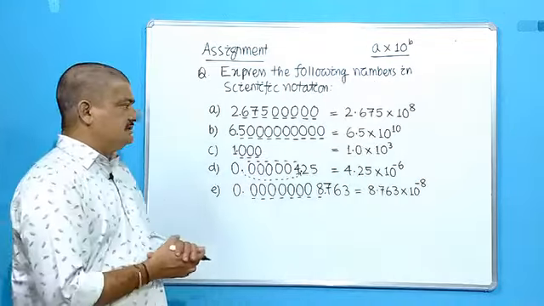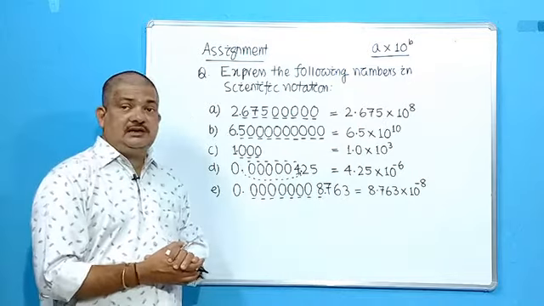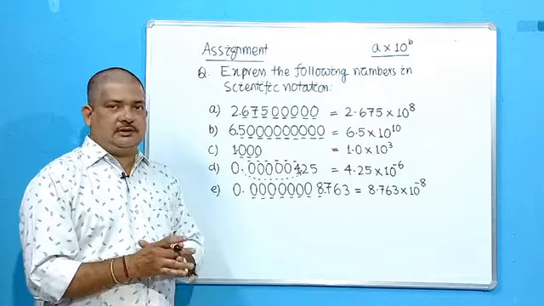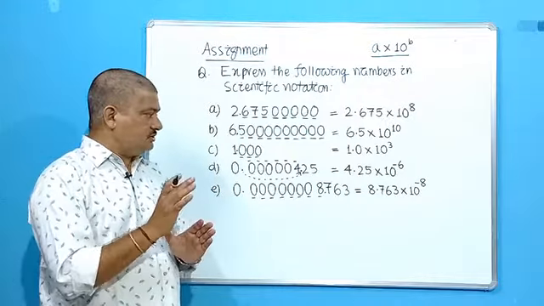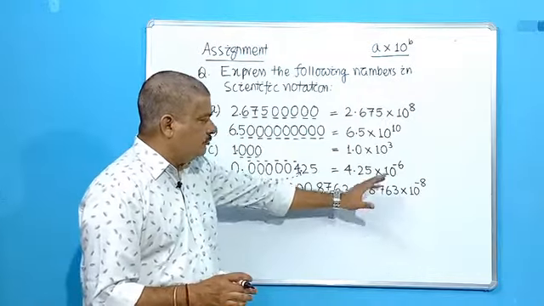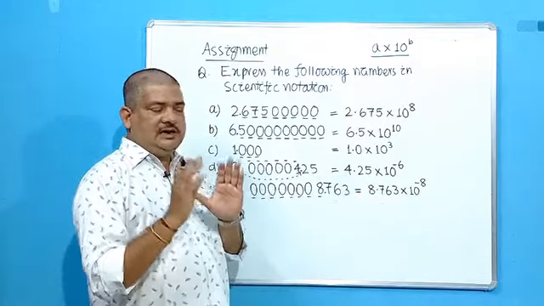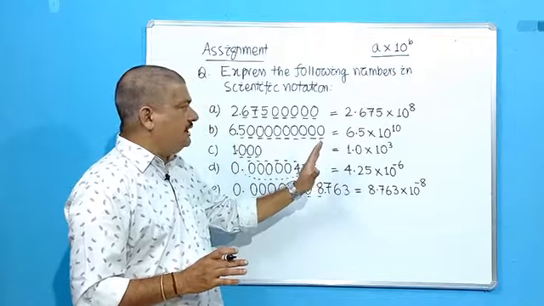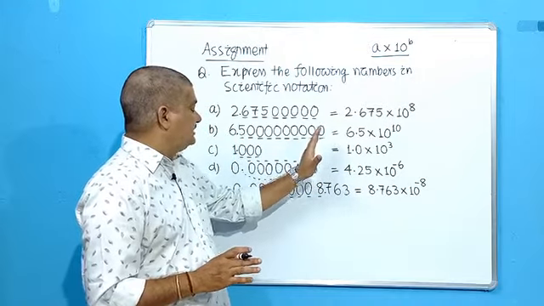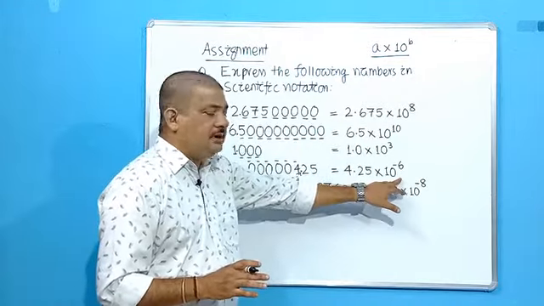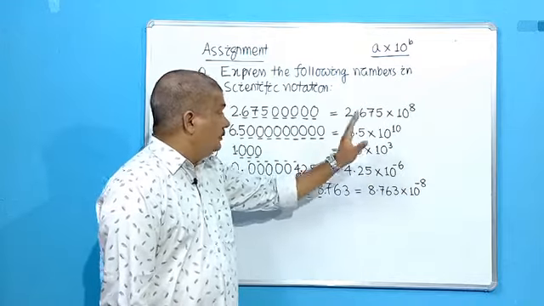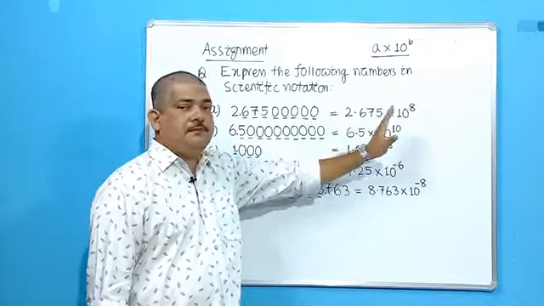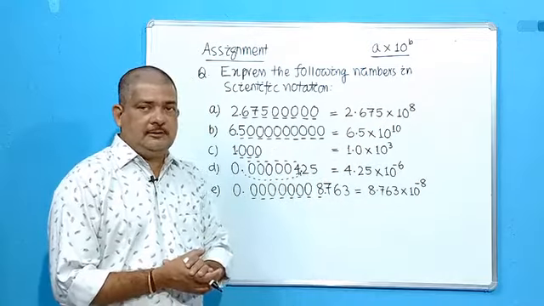So these are the answers of the assignment given to you in the last class, and most of you have solved it correctly. So thank you very much. Some of you have added a positive sign here. So what is the key? When we are moving towards the right side, the power will appear as negative. When the decimal is moved towards the left side, the power will appear as a positive integer. Okay.